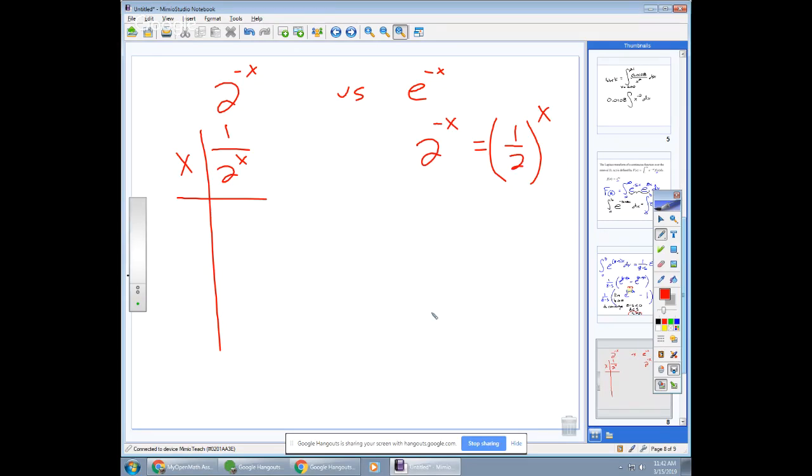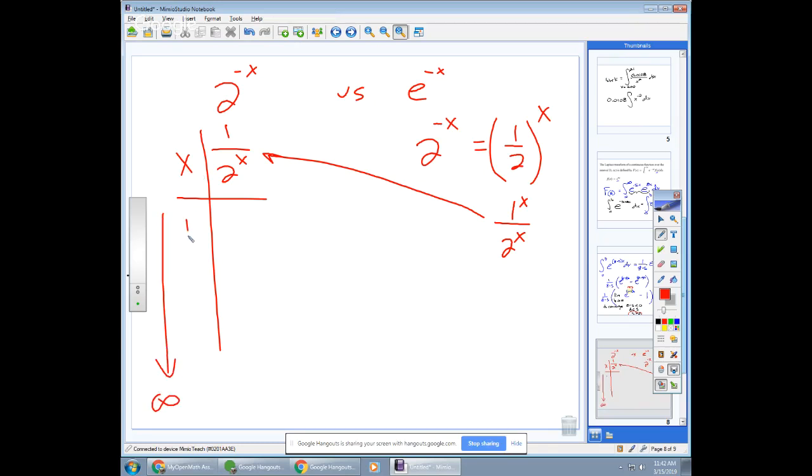So these two things are equal. This can also be written as 1 to the x over 2 to the x. What's 1 to the x always going to be? 1. And therefore, that's this right here. Okay, so what is x doing here? Increasing, going to infinity, right?